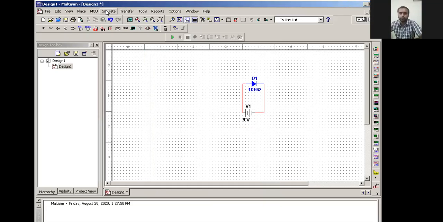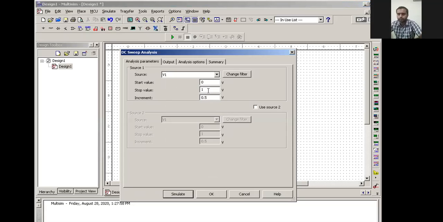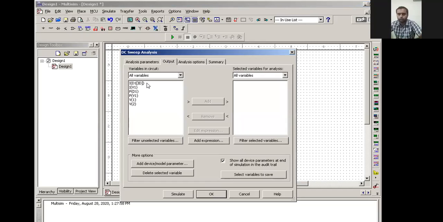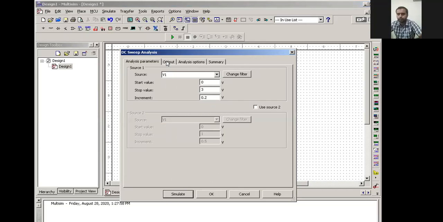Now go to simulate. Increase the voltage up to 3 volts. 0.2, output is this, add it. Okay, then go to the same position. Apply.